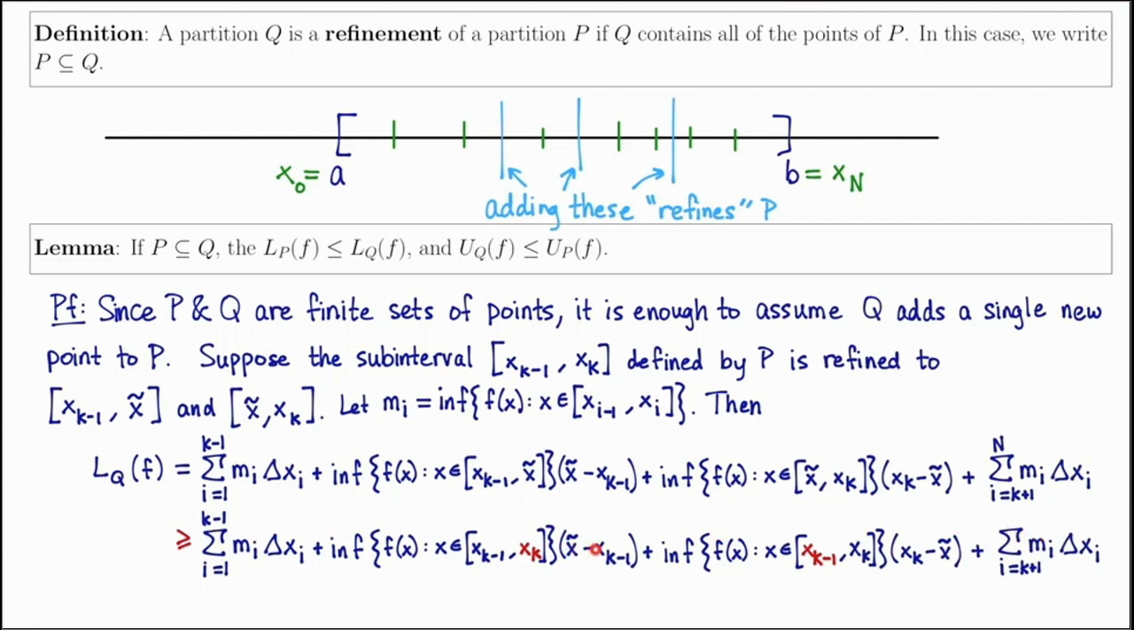And now we see that this term right here is really m sub k, and so is the second one. If I factor little m sub k out of these two terms, I would get m sub k times the length of the newly created left interval plus the length of the newly created right interval, which is the length of the original interval. So now this new expression is exactly equal to, after simplification, the original lower sum of f with respect to the partition P. The result for upper sums is found in a similar manner.